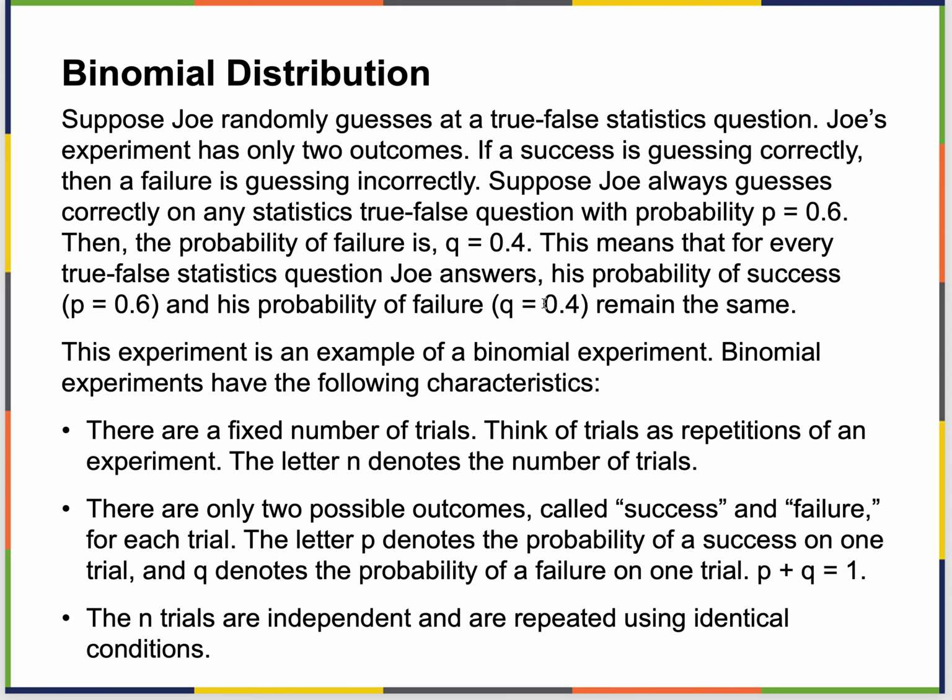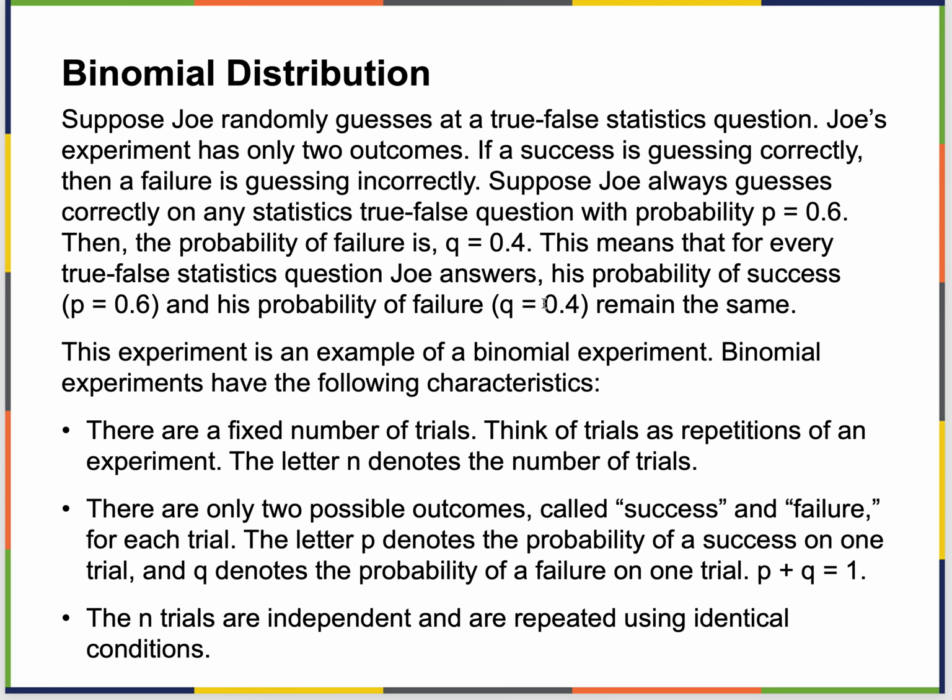Supposing Joe randomly guesses at a true-false statistics question. The experiment has two outcomes, and a success is guessing correctly. A failure is guessing incorrectly. So suppose Joe always guesses correctly on any statistics true-false question with a probability of 0.6.